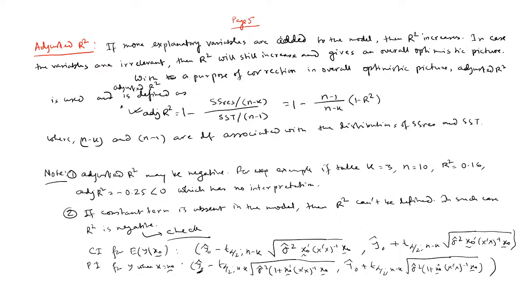Yes, in this example, you see that the adjusted R square is negative. It may be negative. Sometimes you get some values for which our adjusted R square is negative. In that situation, we cannot interpret this adjusted R square. So there is a possibility adjusted R square may be negative.